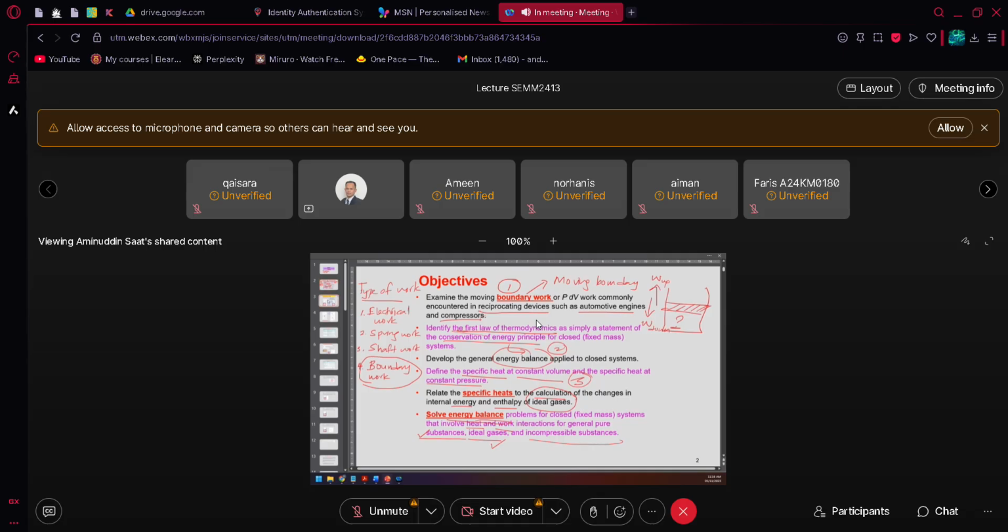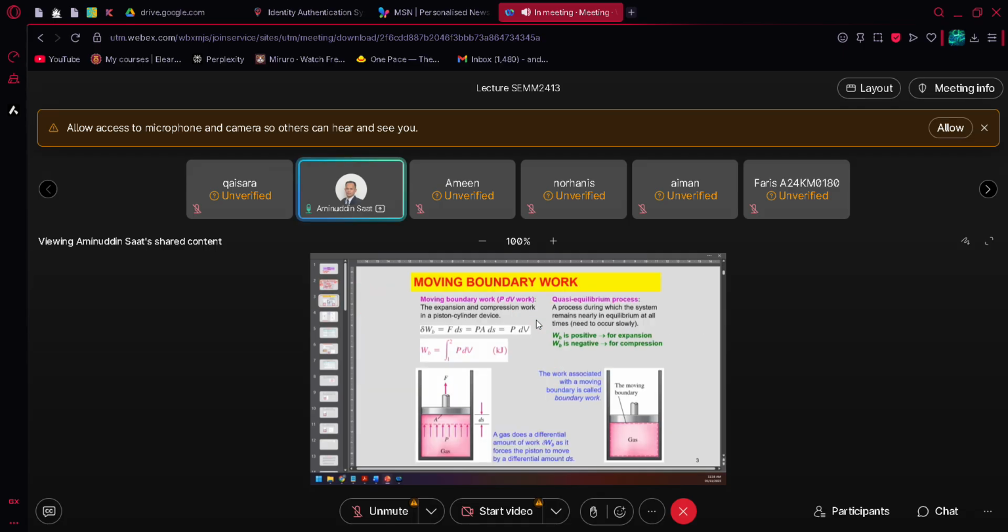Okay, so first we look into the boundary works. So what is the boundary work? Boundary work, like I said, is basically work that is produced by the boundary. So this is a piston cylinder.